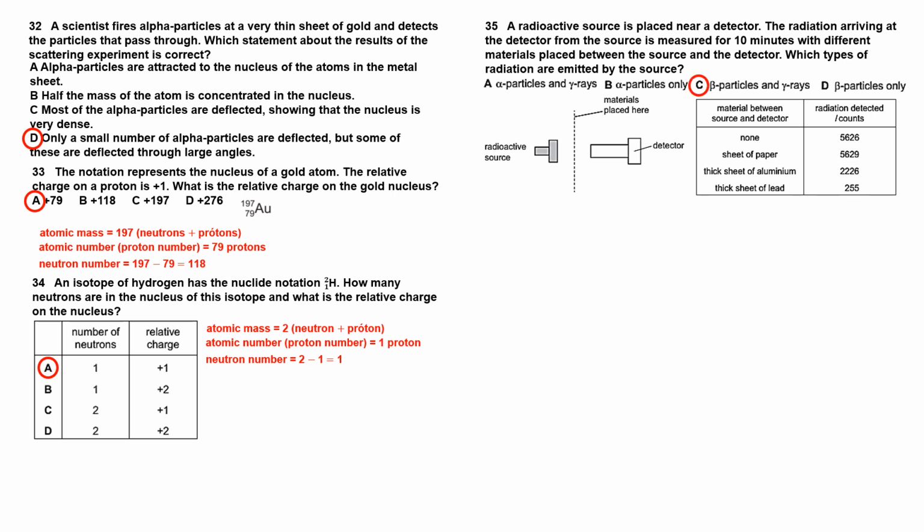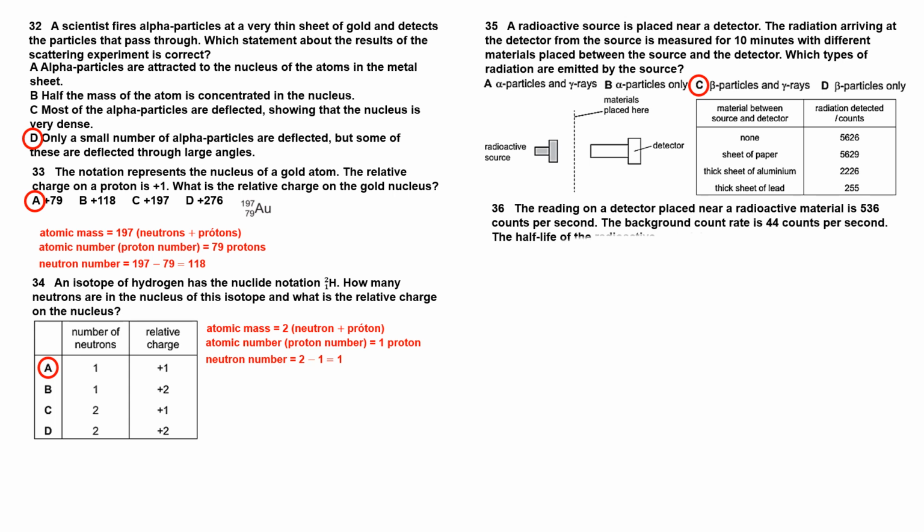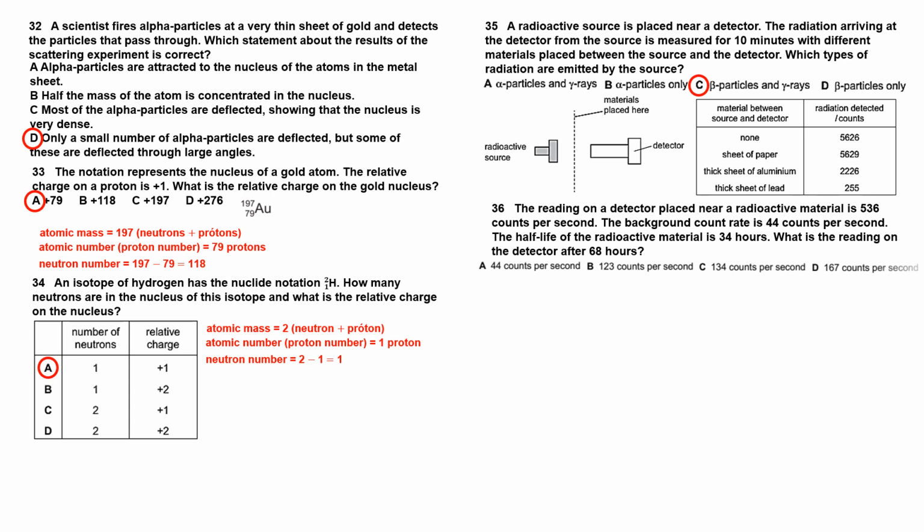Question 36. The reading on a detector placed near a radioactive material is 536 counts per second. The background count rate is 44 counts per second. The half-life of the radioactive material is 34 hours. What is the reading on the detector after 68 hours?